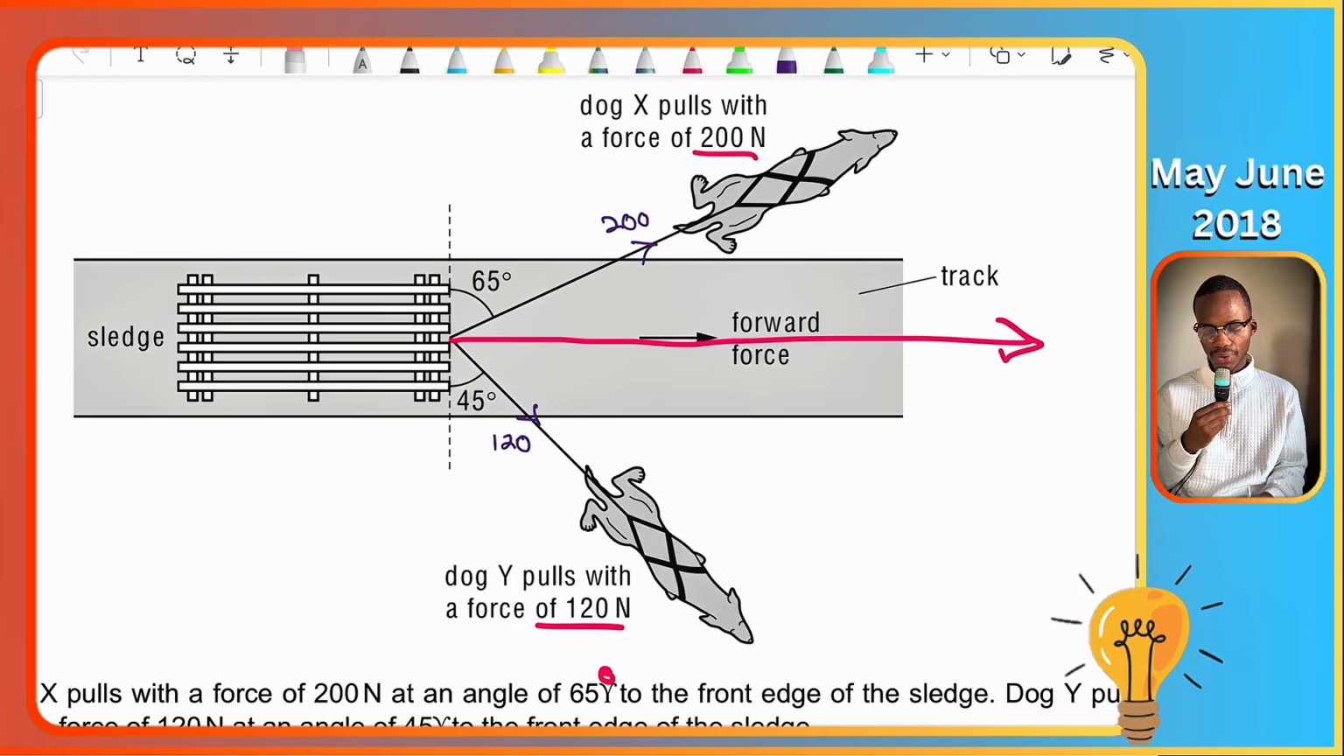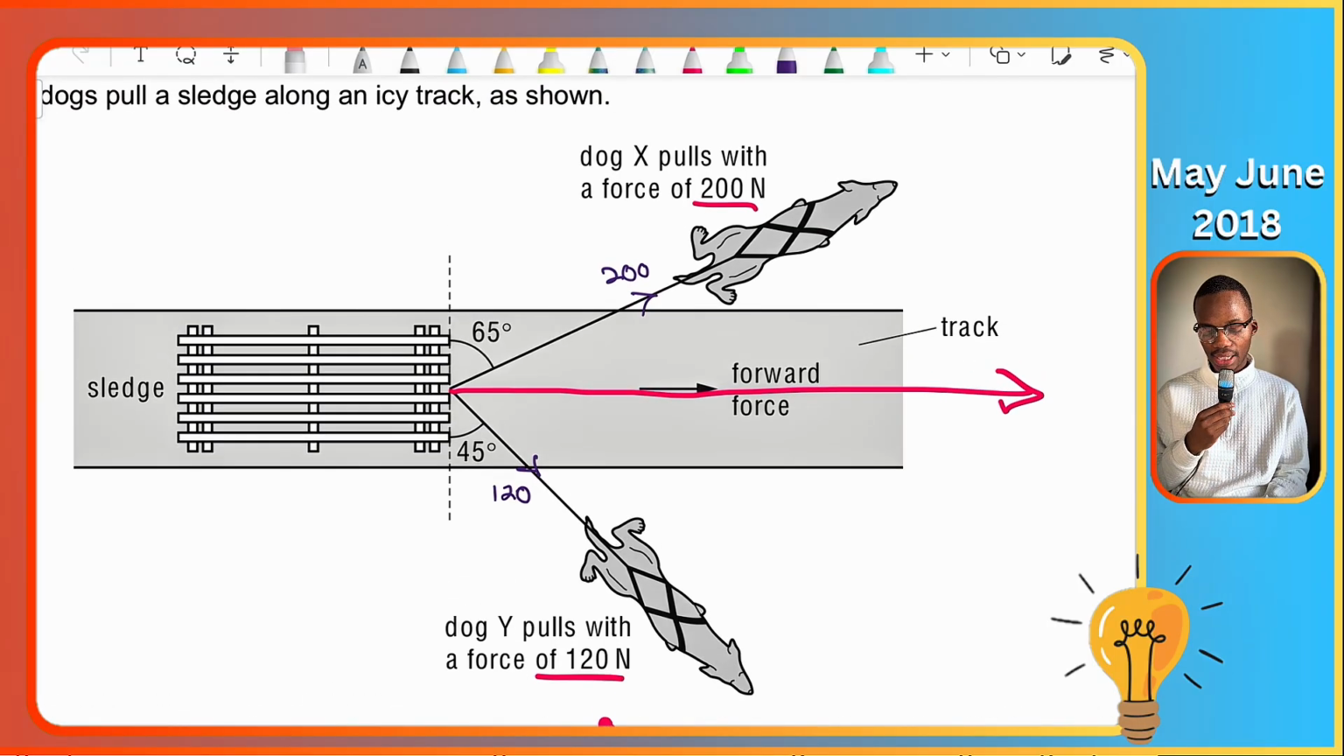Now, you're going to resolve these two forces, and you can see that the opposite, in this case, is going to be this side. But you can see that this side and this side are effectively parallel, so they're basically the same thing.